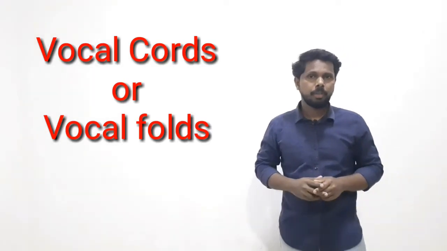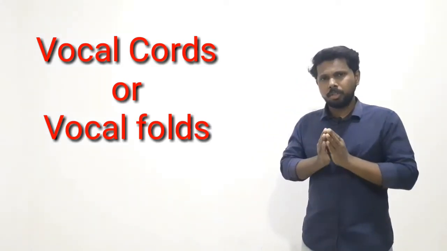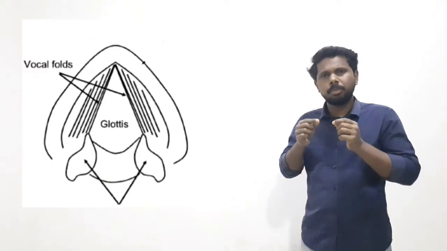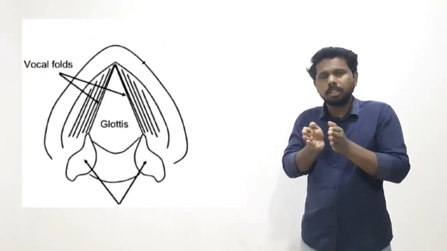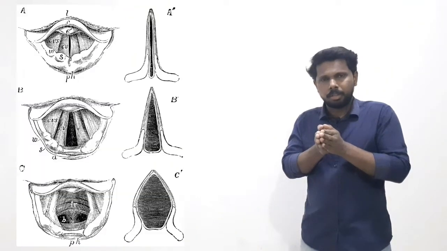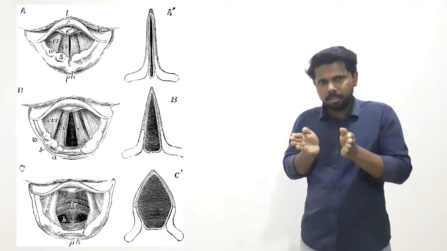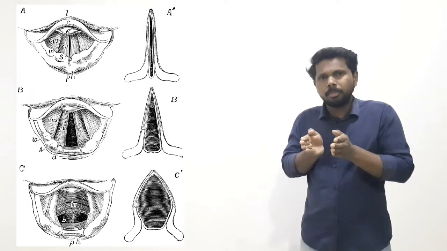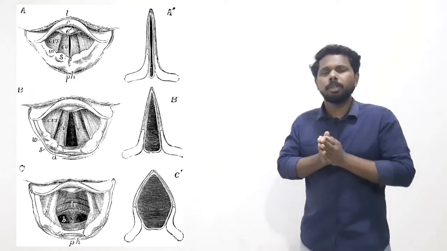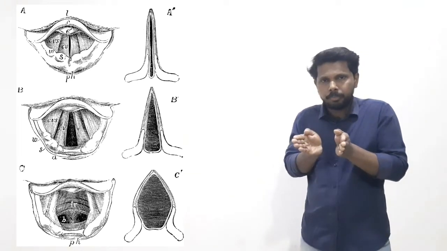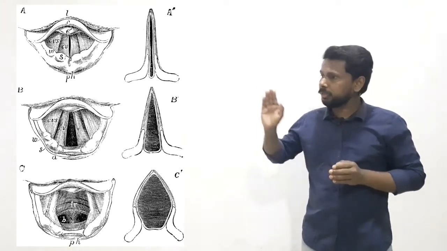In the Adam's apple, there is a pair of lip-like structures called vocal cords. These vocal cords can be either wide apart or come closer. When they are wide apart, the air from the lungs and the windpipe moves very freely through this space.